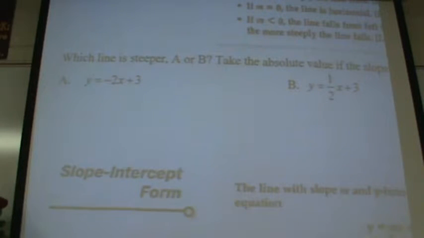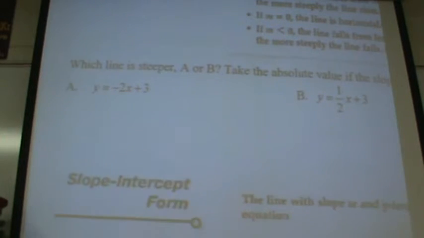If an equation is solved for y, if y is by itself, the number in front of x is the slope, and the number after is called the y-intercept. So if I were to take this and graph it, A, what would I do? How do I graph that?